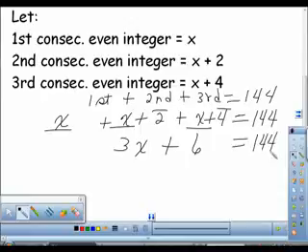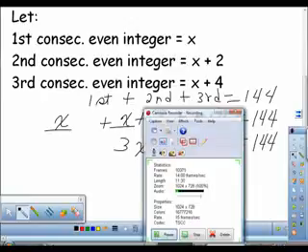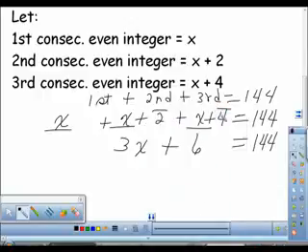Okay, the last thing tonight before I give you your homework is you're to solve that equation and answer the question, which was find those three consecutive even integers. You may work together. Okay, I asked you to solve this equation.